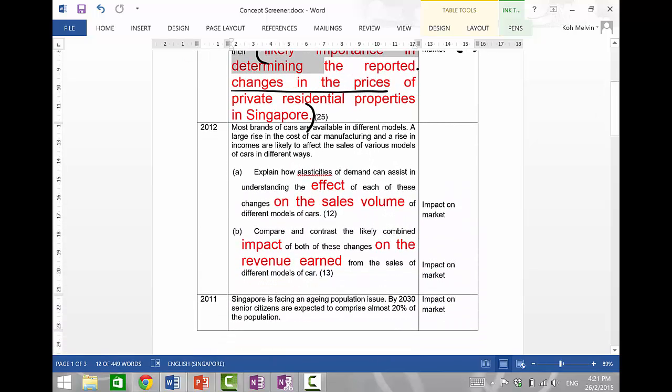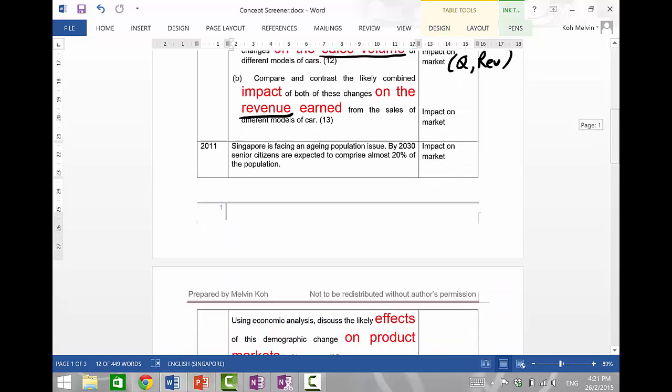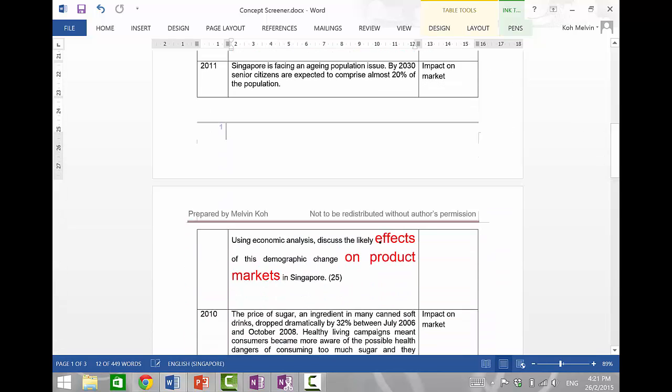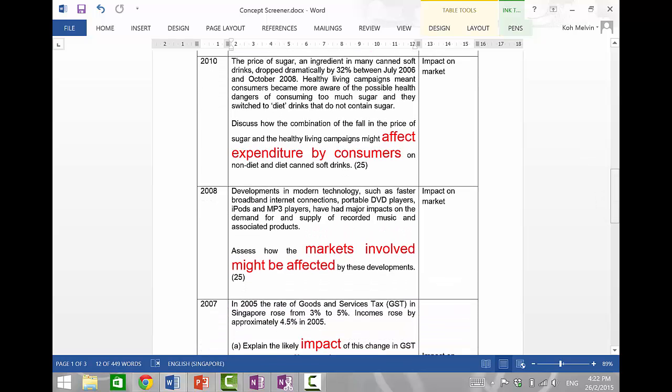Going 1 year back, there are two parts to this question. You're either asked to study the impact on sales volume, which refers to Q, or the impact on revenue. The trend is consistent throughout the years. In 2011, they're silent on what to consider. You're only asked to explain effects on product markets. Since they don't specify which aspects to consider, you have to look at P, Q, and revenue, all three aspects. Just a few more examples.